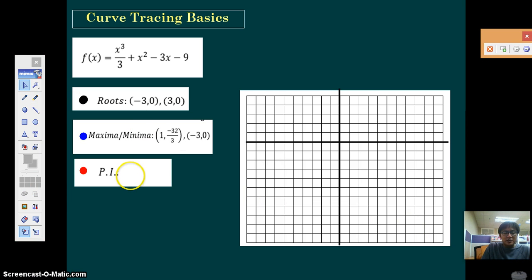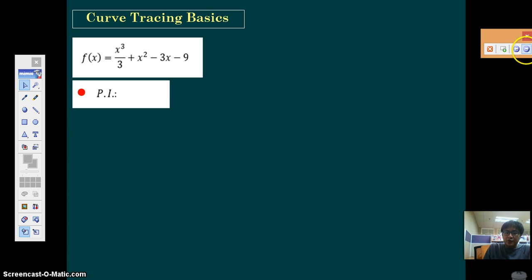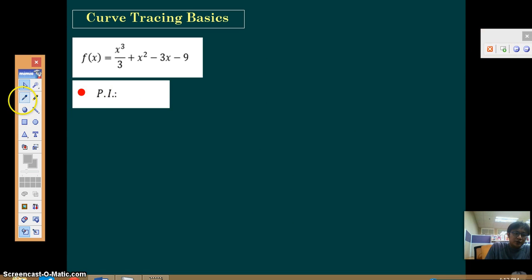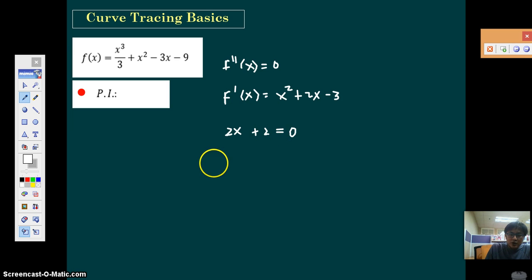Now lastly, the point of inflection. The point of inflection of a graph of a function is where the sense of concavity of the function changes, and it can be obtained by equating the second derivative of the function to 0. So remember that the first derivative earlier is x squared plus 2x minus 3. So the second derivative would be 2x plus 2. And this is what we will equate to 0. Solving for x, x is simply negative 1.